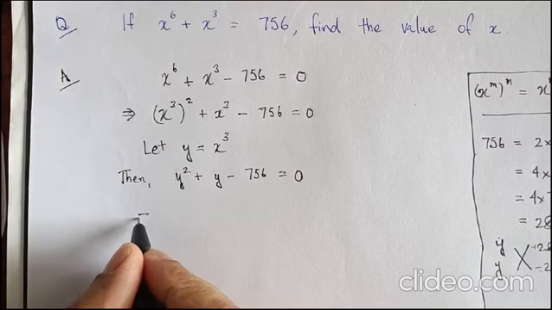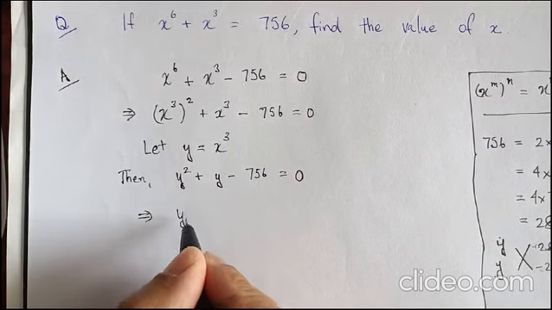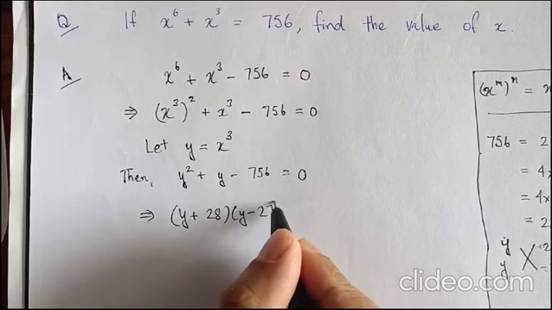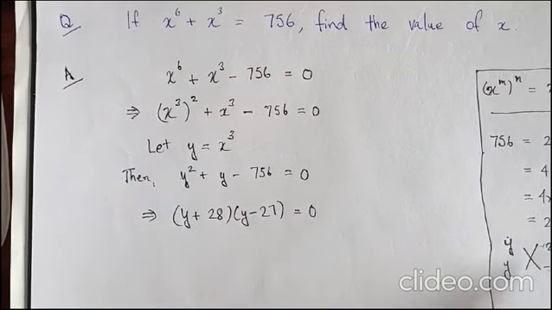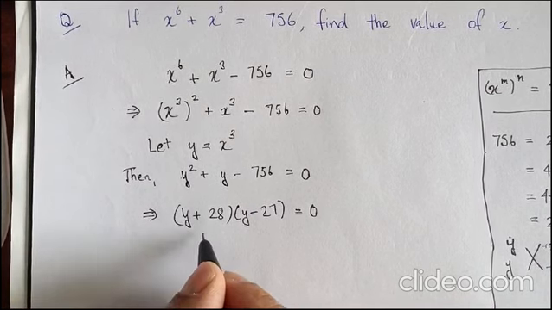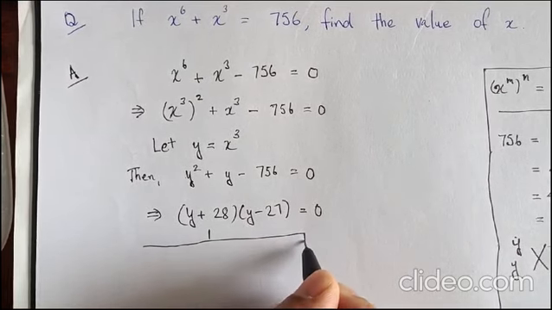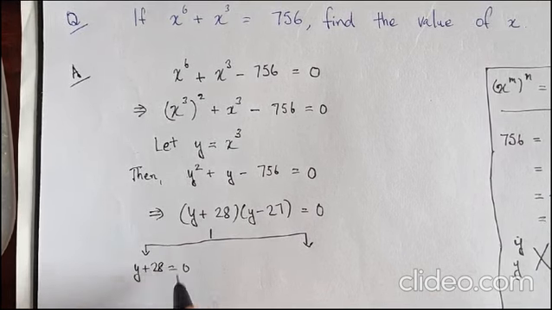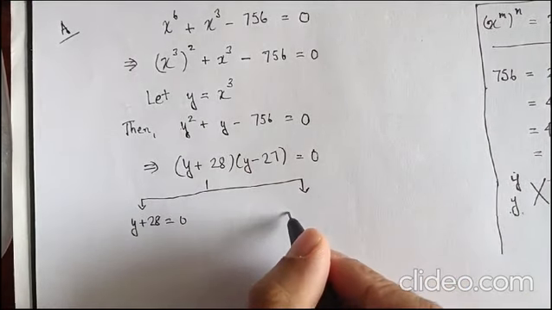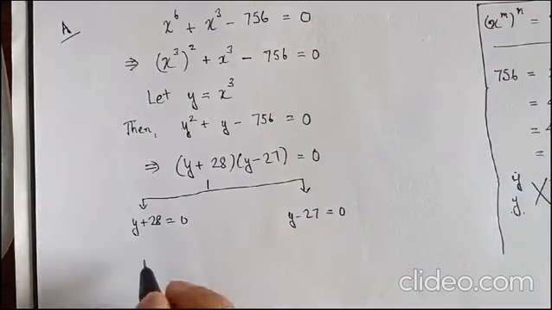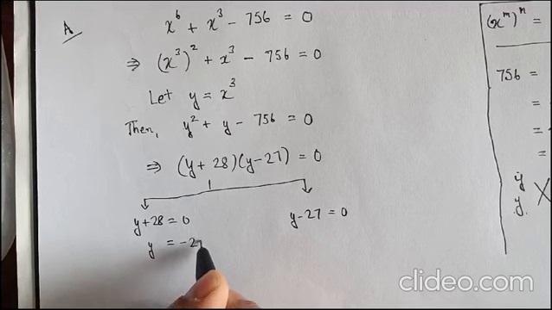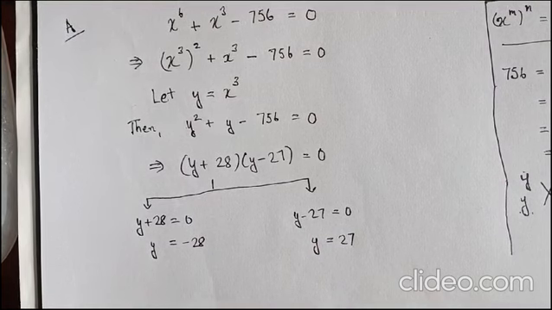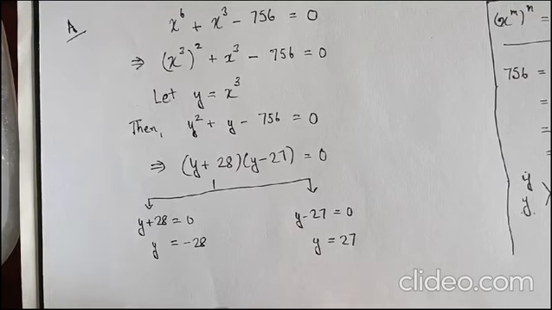So what are our factors? This implies (y plus 28)(y minus 27) is equal to 0, right? Now from here we get either of two things. One is y plus 28 equals 0, right? The other is y minus 27 equals 0. This gives us y is equal to minus 28 and this gives us y is equal to 27.